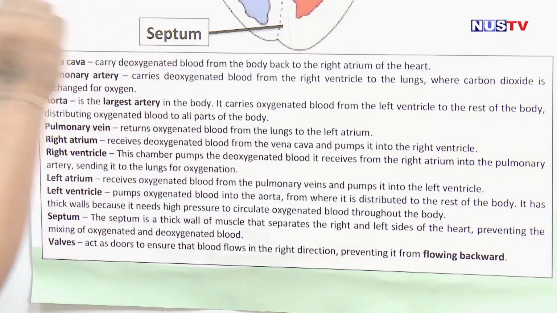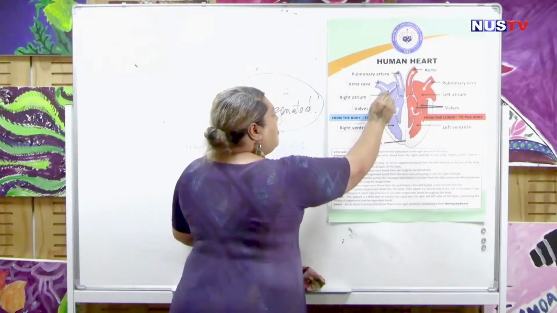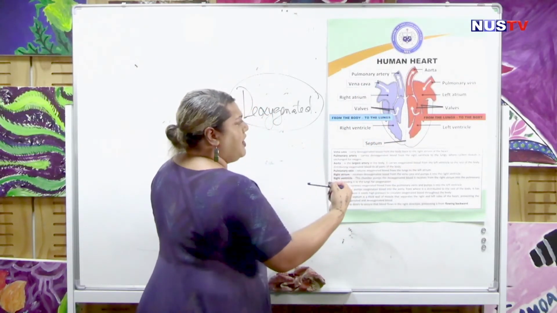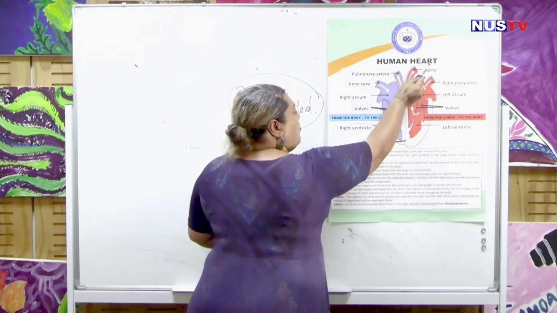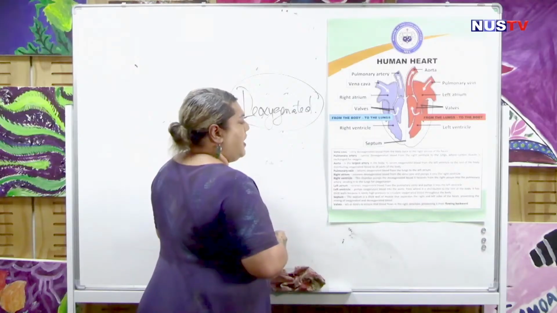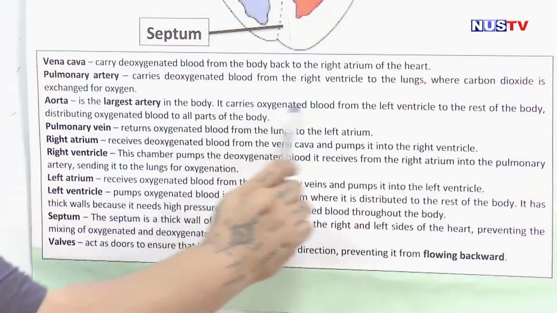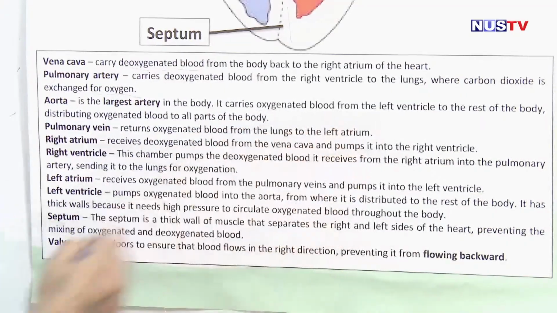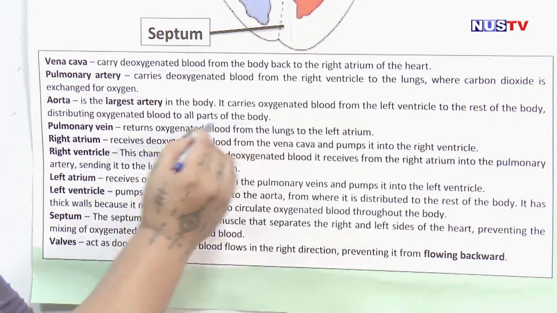Blood comes through the vena cava and goes up to the pulmonary artery. When it comes back, it comes through the pulmonary vein, and then goes to the aorta. So the aorta carries the oxygenated blood to all parts of the body.